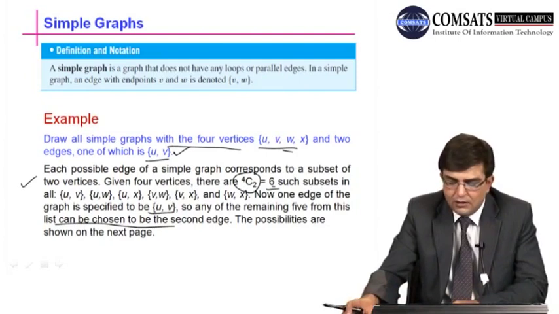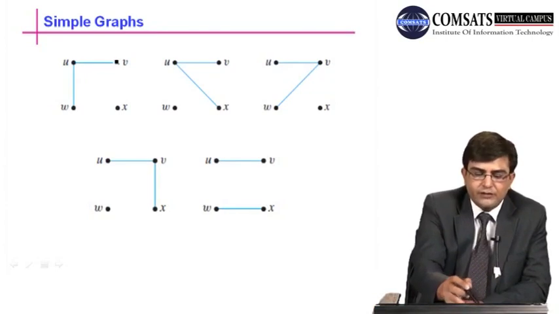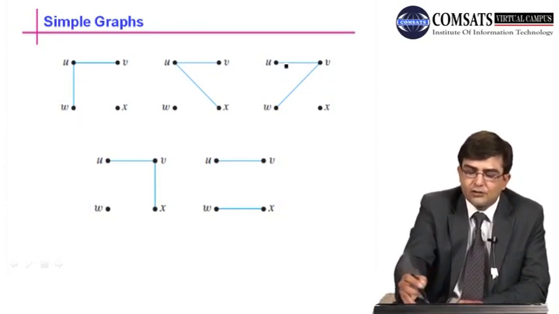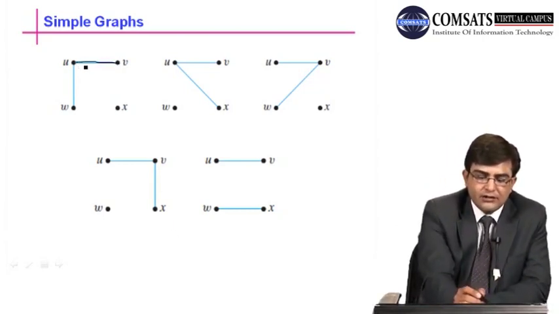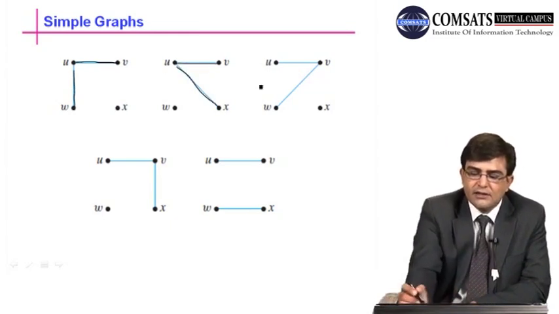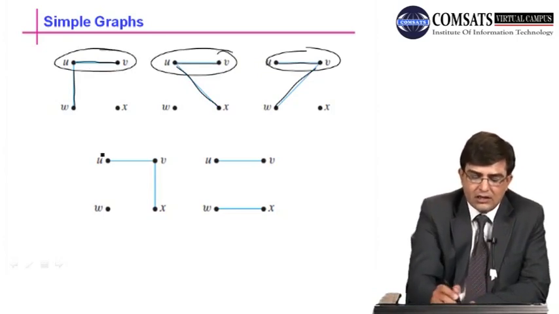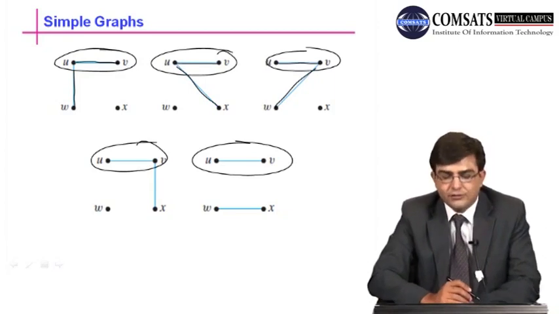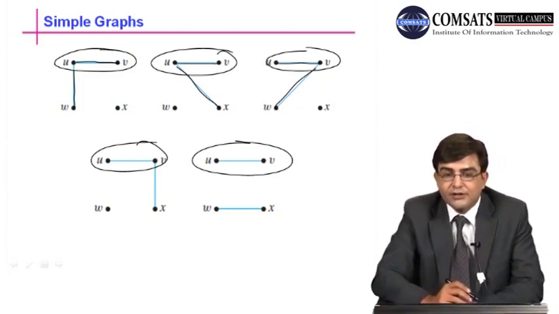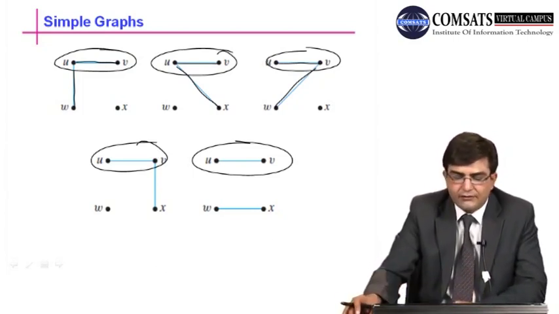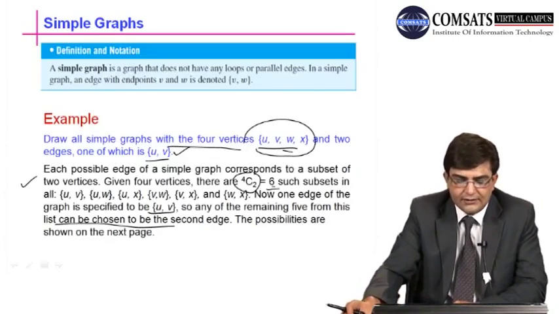So the possibilities of the simple graphs are these. So we draw here the 4 vertices, and we draw the edges here and here, with this with this. This edge is fixed in all graphs. This edge is also fixed here. So all others, we can vary one edge in all possibilities to get all possible simple graphs, which can be constructed using this set.